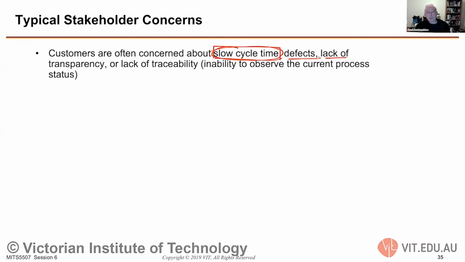Defects. Customers are always concerned with defects. The final product they get, whether it's some sort of service or if it's some physical good, if there's a defect in it, the defect has to be fixed or something has to be done. So customers are concerned with defects. They're also concerned with lack of transparency, or in some cases, traceability. Inability to observe the current process status. And this is why when you order goods from a lot of companies now, a lot of them will get tracking numbers, and you can get on and you can track. That gives the customer some sort of idea of tracing where things are going.